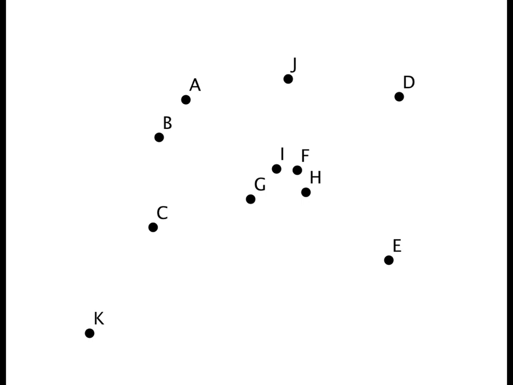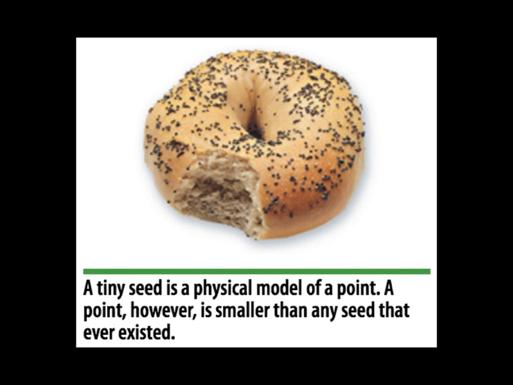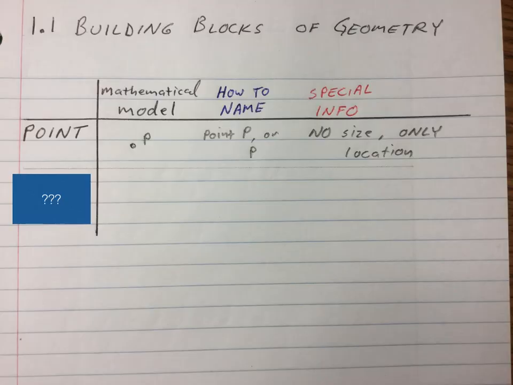Now, these points are much larger than actual geometric points. For example, a tiny sesame seed on this bagel. It's a physical model of a point, but it isn't a point itself. Points have no size. They have no width, no height, no length. They are purely location. And the way that we name them is with a capital letter. For example, a capital letter P.